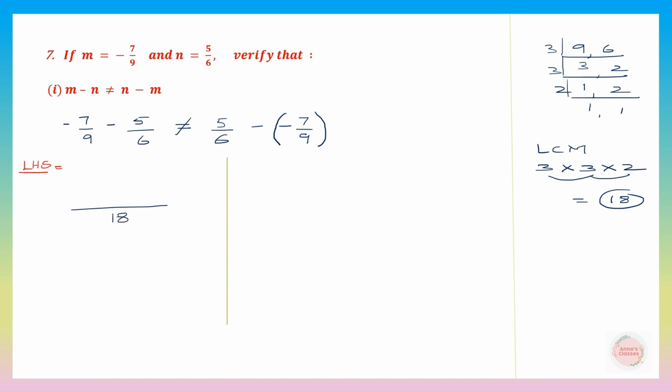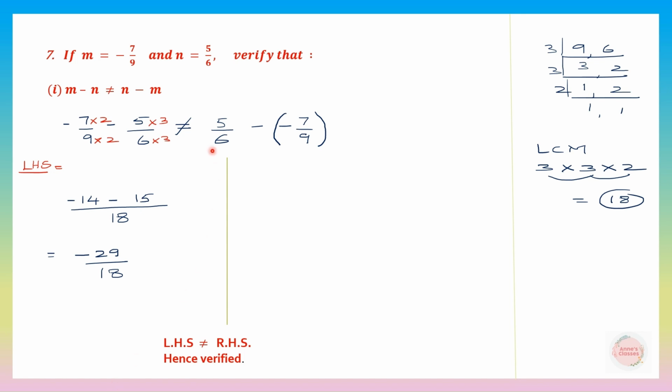So here let's use that. LCM is 18. Take the first rational number. 9 into 2 is 18. So minus 7 into 2 is minus 14. Minus, take the next rational number. 6 3s are 18. 5 3s are 15. So that is 15 here. So we'll continue. Minus 14 minus 15. Signs are the same. So put the same sign and add. 14 plus 15 is 29 by 18. So on the left hand side we have minus 29 by 18.